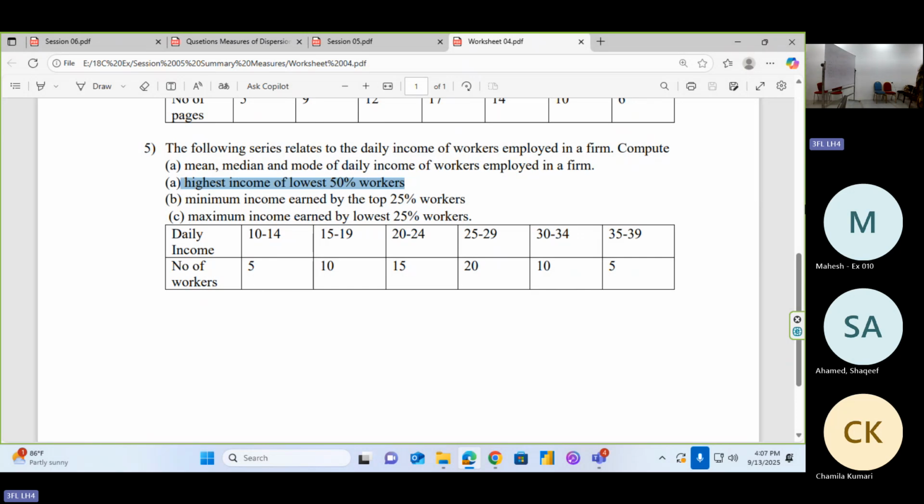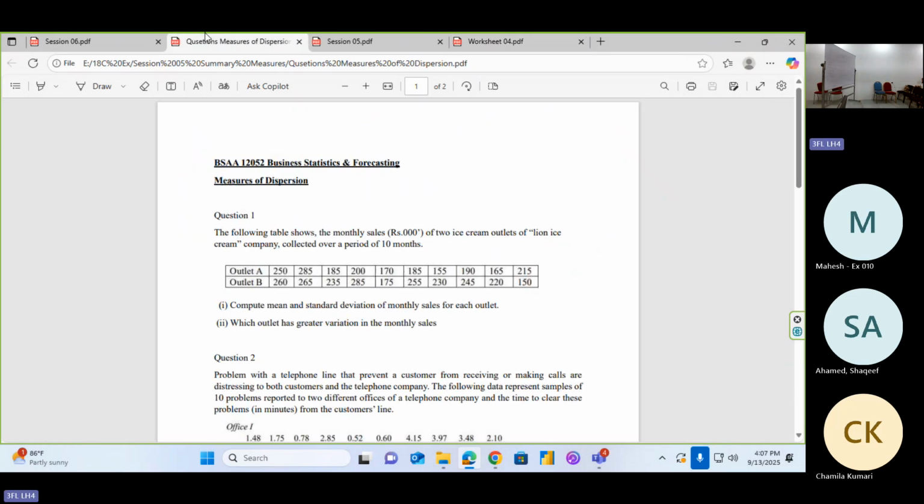Now clear? Okay. The important thing is interpretation. We can get the output using Excel or any software, but the interpretation is not there. So all the time, try to study how we interpret the answers.